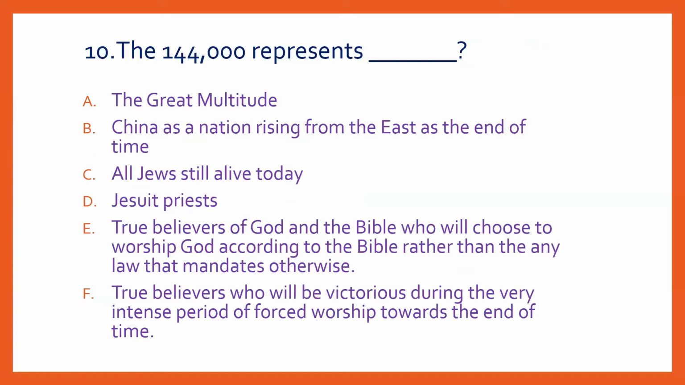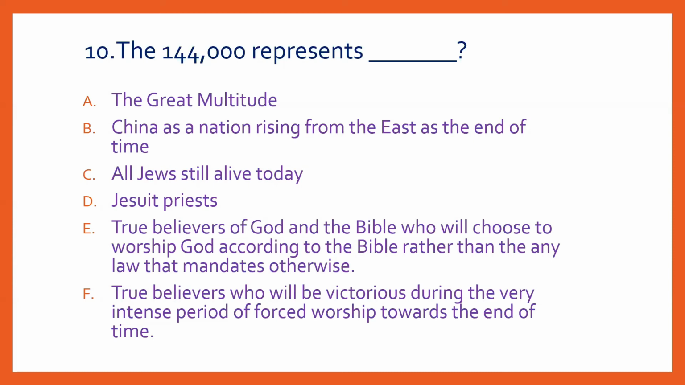All right, and then the last question. The 144,000 represents the great multitude. Or it represents, because remember in Revelation 14, the 144,000 return as a concept, China as a nation rising from the east at the end of time? China is becoming very popular now and very powerful. All the Jews who are still alive today? Jesuit priests, is that who is represented by the 144,000?